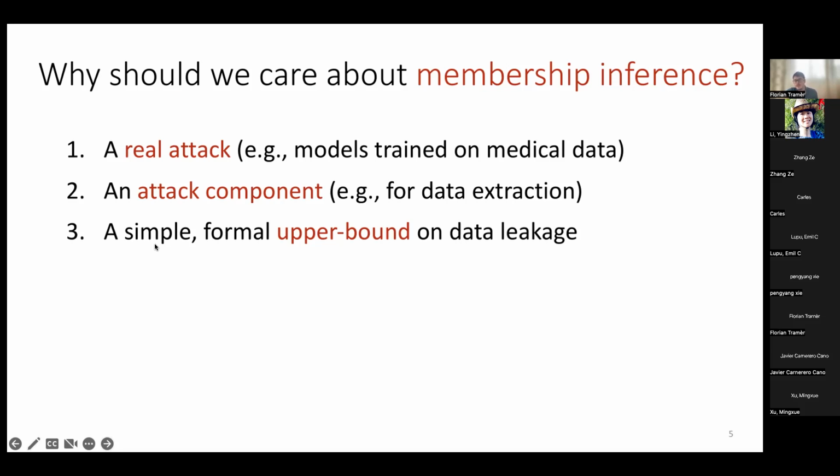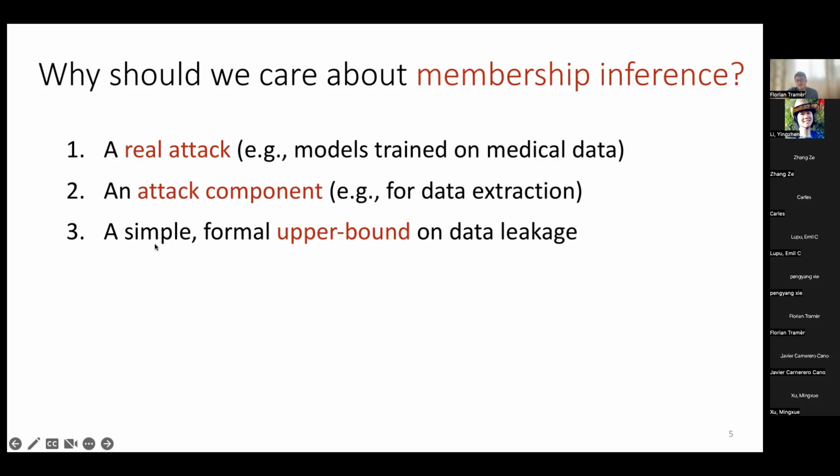The other reason you might care about membership inference is that you can use it as a component of other attacks. For example, in the attack I showed on the previous slide, where we extracted data from GPT-2, we internally used membership inference as an attack component to filter out text that's more likely to have been memorized by the model, to make the attack more precise.